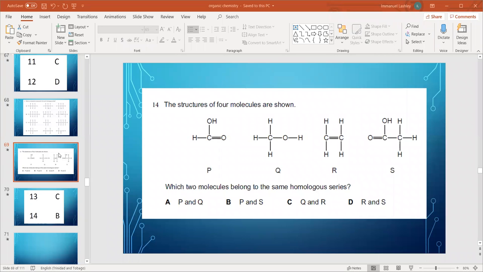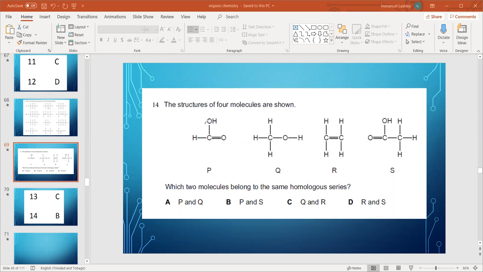Okay, so question 14. The structures of 4 molecules are shown below. All right, and they ask which 2 molecules belong to the same homologous series. So they're checking again, they want to see if you recognize when you have different compounds of the same homologous series.